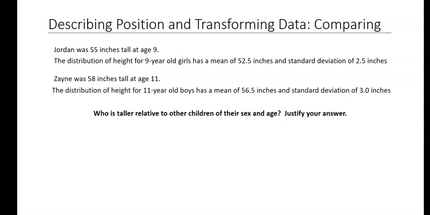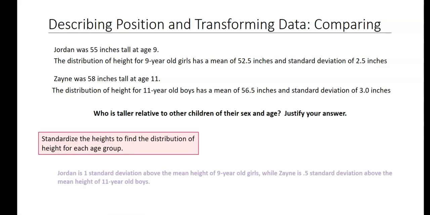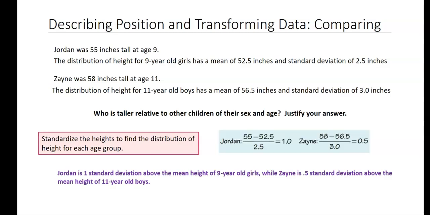So who's taller? You've got to use z-score equations for both these guys, right, to standardize them. So if you do the math, Jordan is 55, that's what the data was, minus the mean for girls, which was 52.5, divided by 2.5. So Jordan is 1 standard deviation above the mean in height. Zane, when you do the z-score, is 0.5 standard deviations above the mean for height. So Jordan is 1 standard deviation above the mean, while Zane is 0.5.